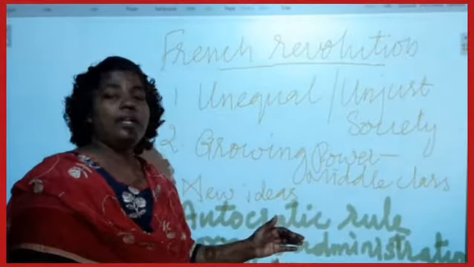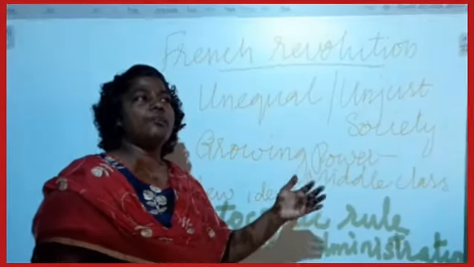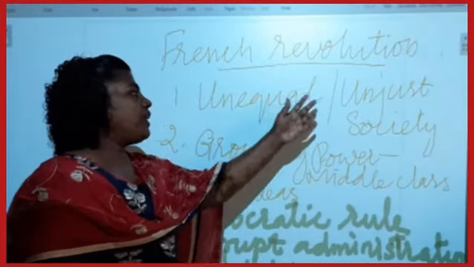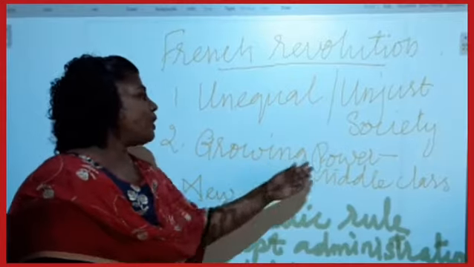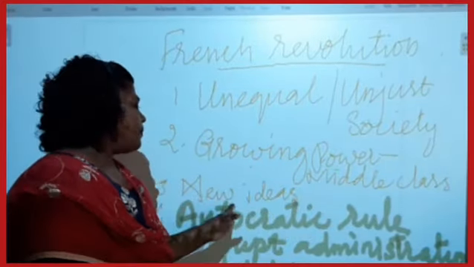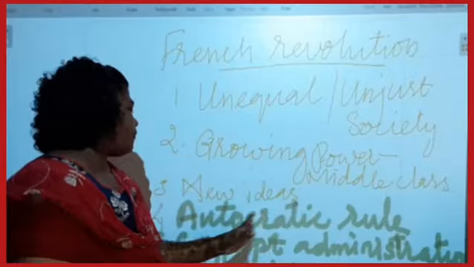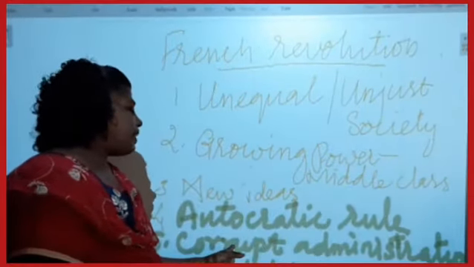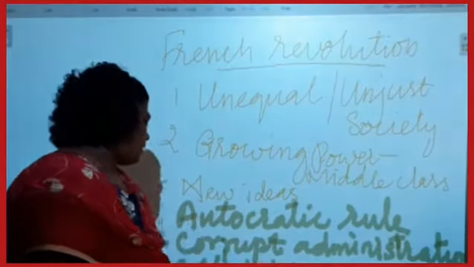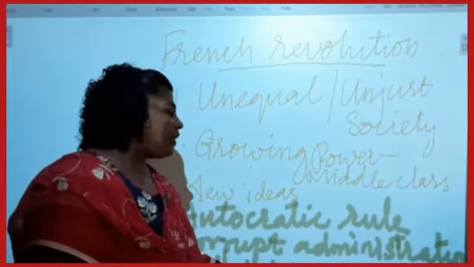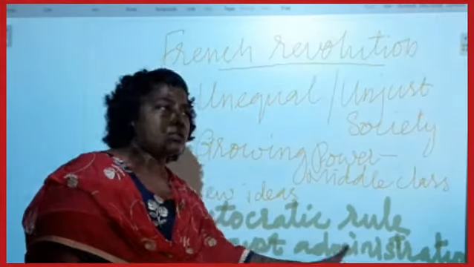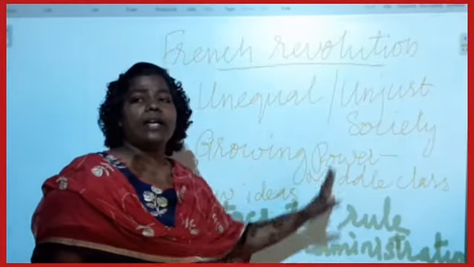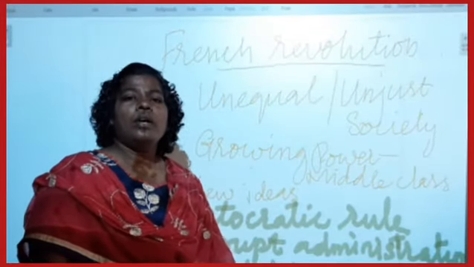Later, the French Revolution followed the American Revolution. What are the reasons? The unequal and unjust society, the growing power of middle class people, new ideas of political philosophers, the autocratic rule of the kings, corrupt and inefficient administration, selfish and unconcerned rulers, and also the American War of Independence. These were the reasons for the French Revolution.